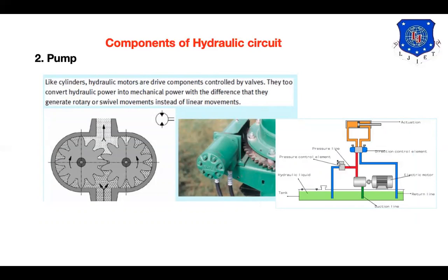Now let us understand the pump. See, like cylinders, hydraulic motors are drive components controlled by valves. They convert hydraulic power into mechanical power, with the difference that they generate rotary or swivel movements instead of linear movements. For this gear pump, normally a positive displacement pump is used in this particular application, as we require a constant discharge. Okay, this is a bidirectional pump. That's why in the symbol you will find two dark arrows. If it is a single side application, then it will have a dark arrow on one end only, right?